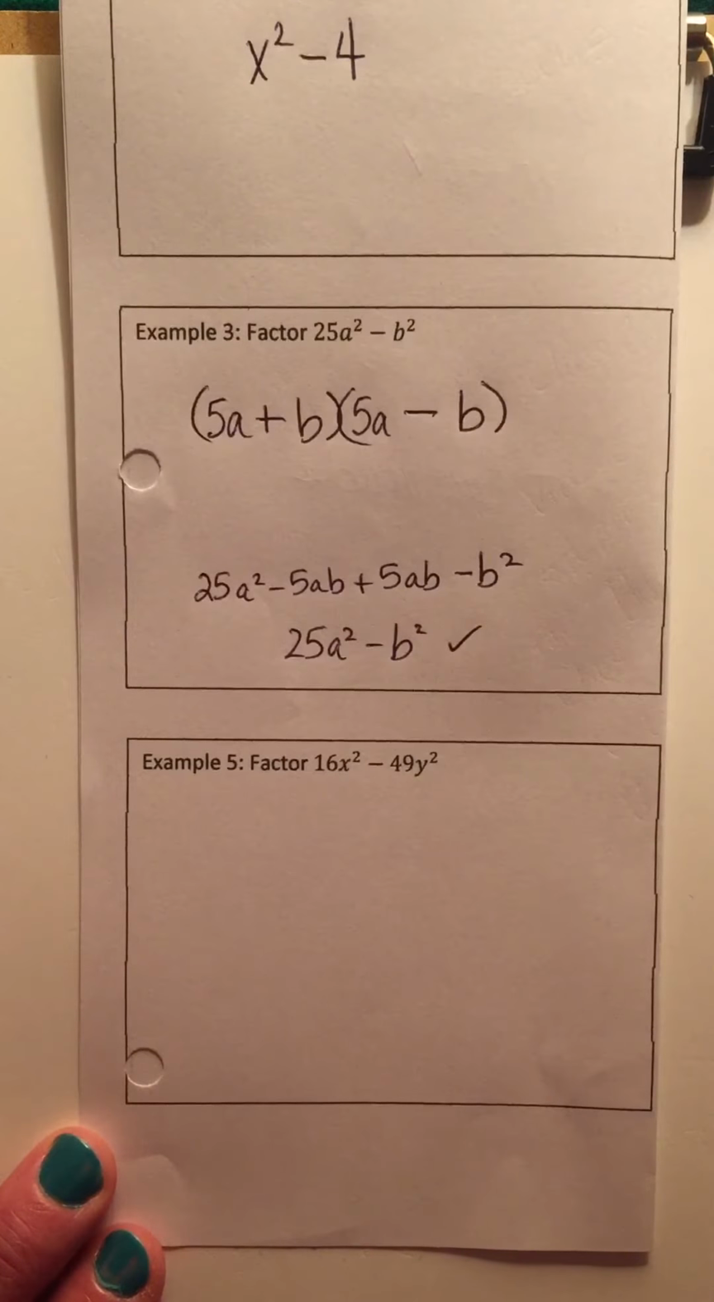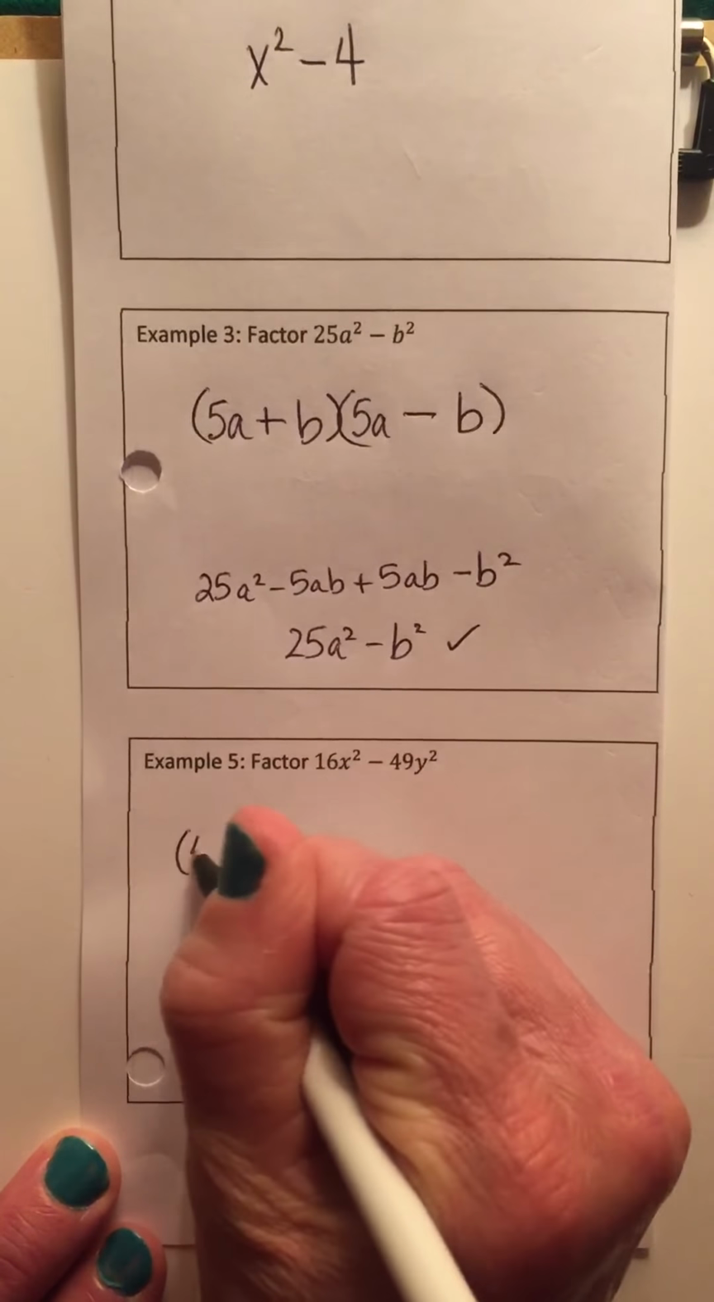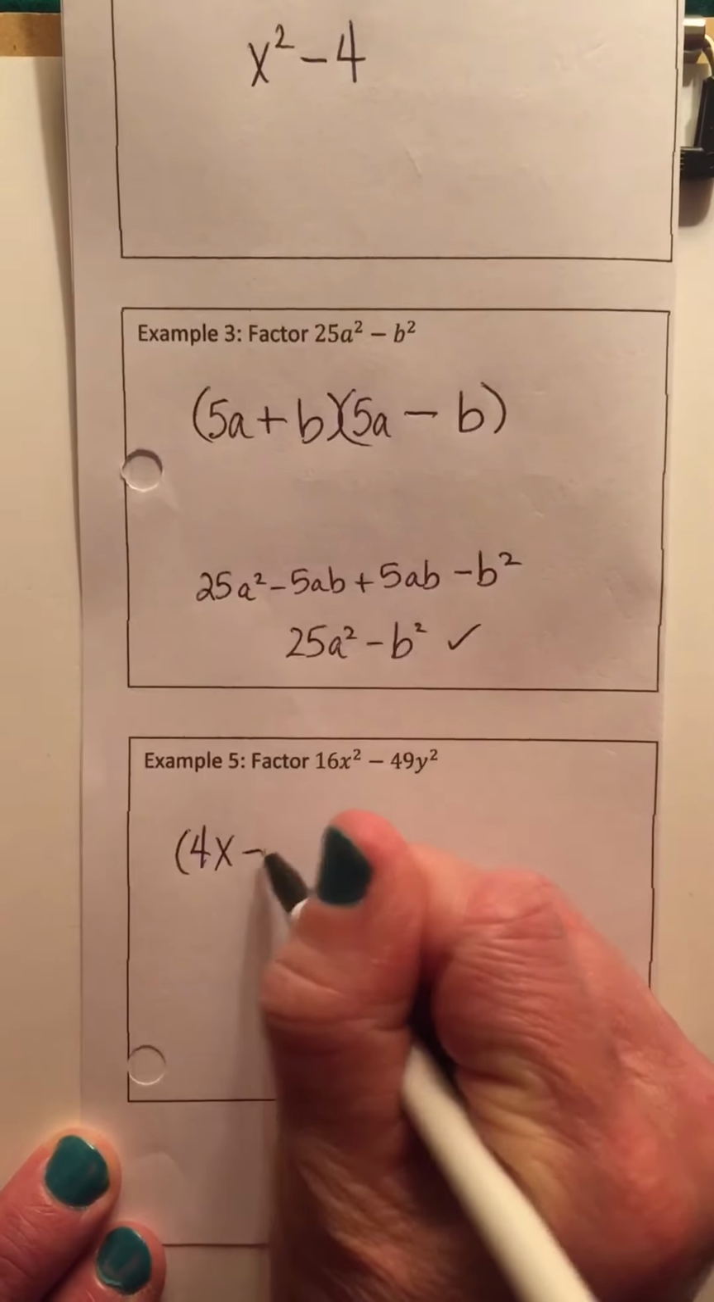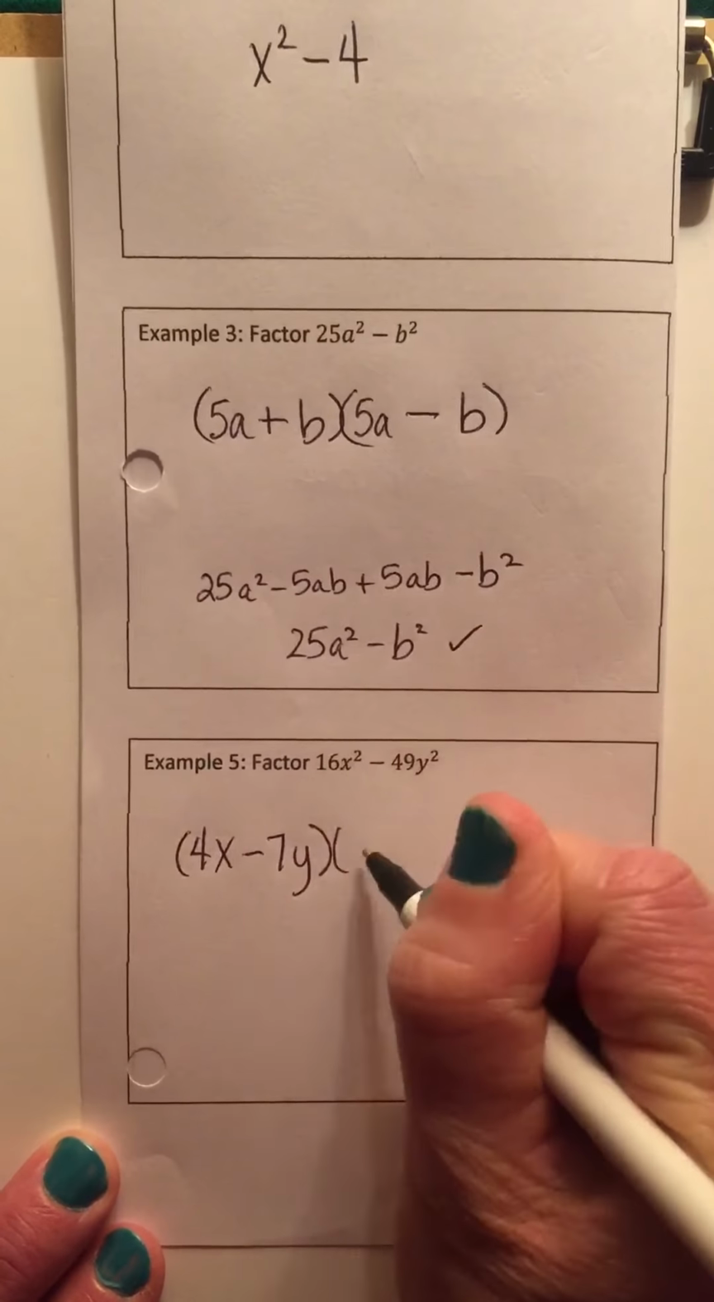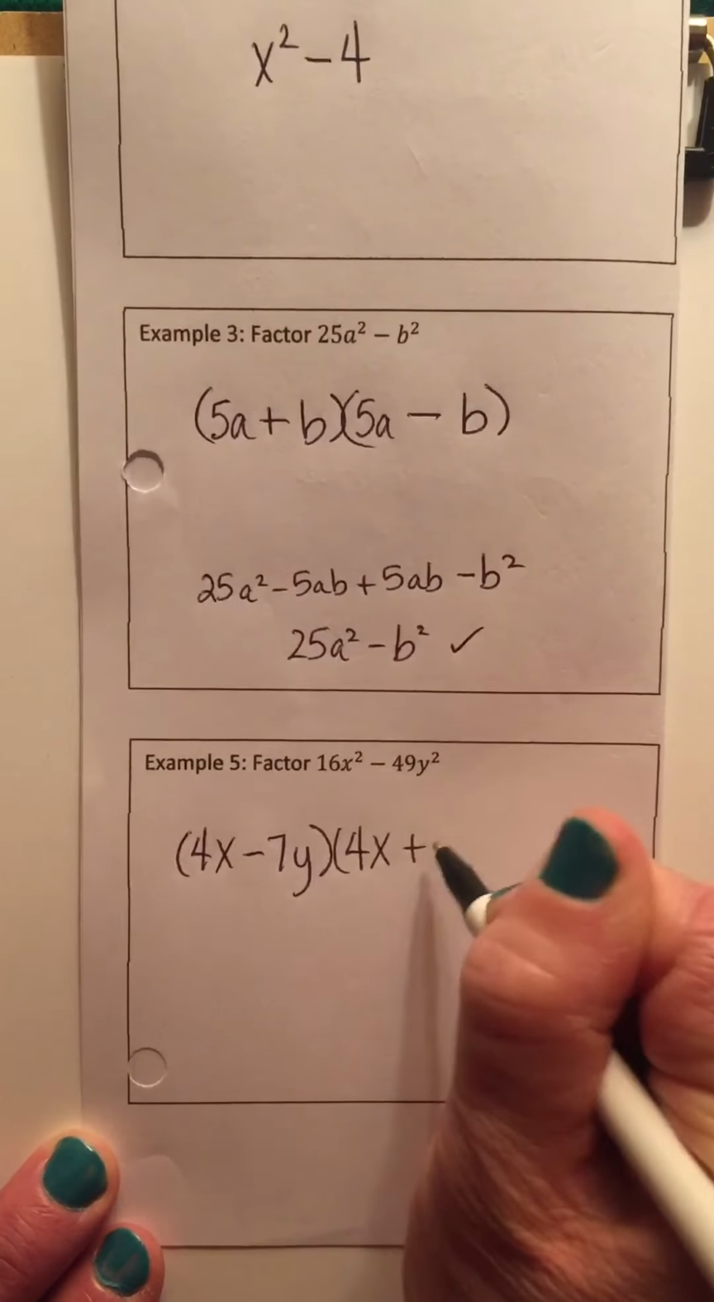Example 5, factor 16x squared minus 49y squared. 16 and 49 are both perfect squares. So we're going to have 4x minus 7y times 4x plus 7y.